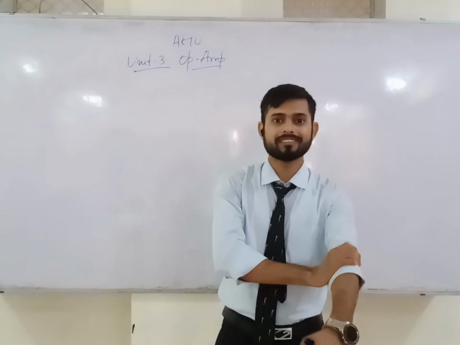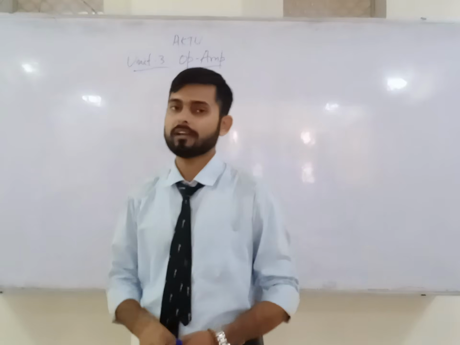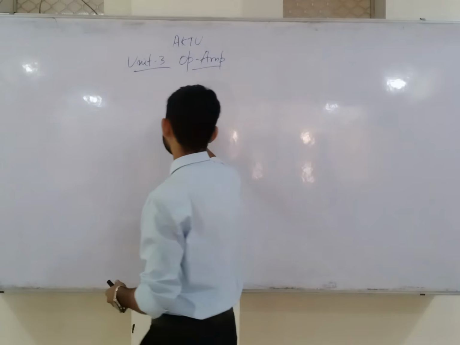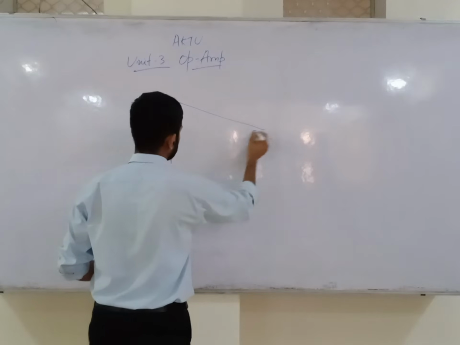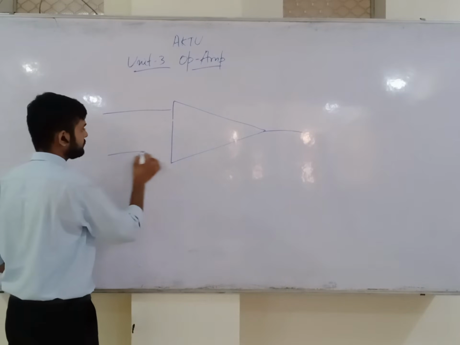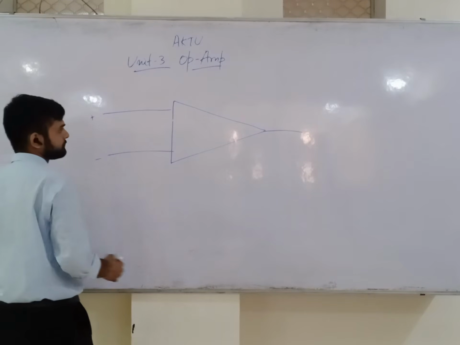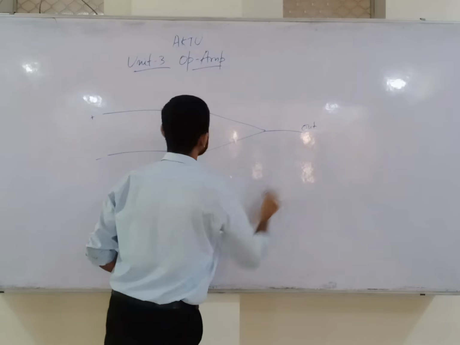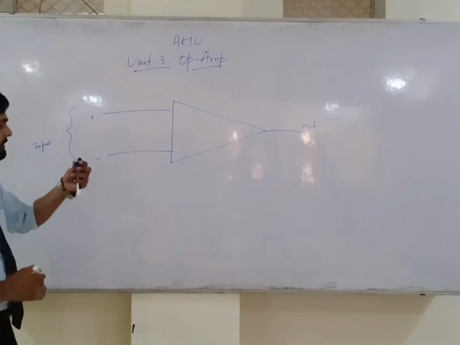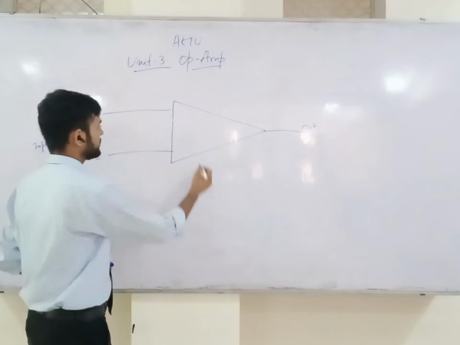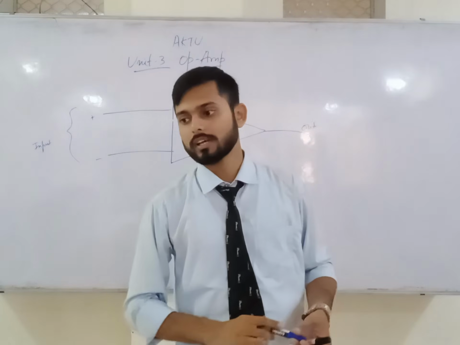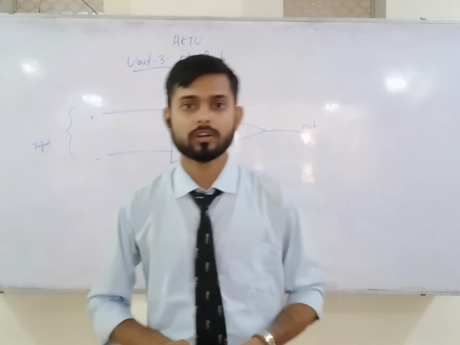What is op-amp? Op-amp is basically an operational amplifier. This is one type of IC, which means integrated circuit. So this is the structure of op-amp. This is the basic structure of op-amp. This op-amp is IC number 741. This is the integrated circuit IC number 741. Op-amp has two inputs and one output.